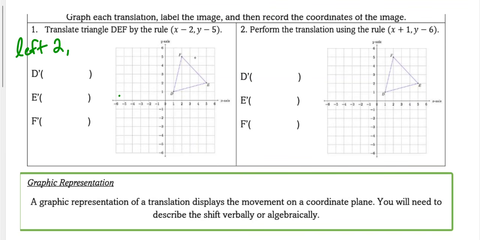Y minus 5. That's saying I'm going to go down 5. So I'm going to take each of these corners. Each point is going to move using these instructions. I'm going to move to the left 2, 1, 2, and then down 1, 2, 3, 4, 5. E is going to do the same thing. Left 2, down 5. Same thing for F. Left 2, down 1, 2, 3, 4, 5.